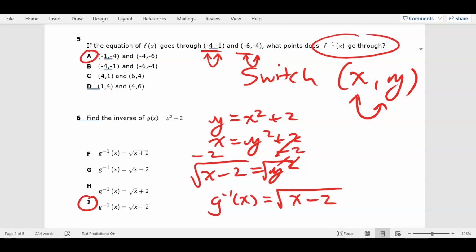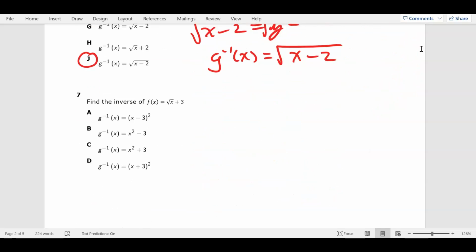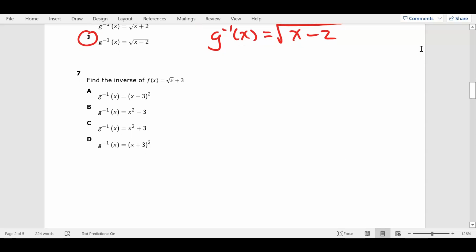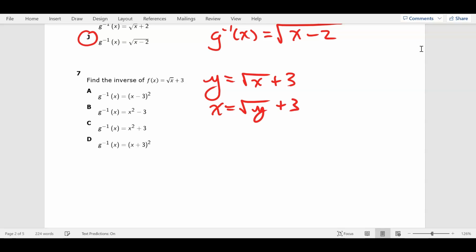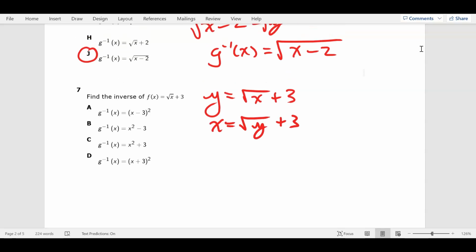It's a little different if it doesn't look like that. So be careful. Number 7. Find the inverse of this. Once again, make it y equals, switch x and y. Now, if I'm solving for y, I'm not going to get rid of the square root first. I'm going to get rid of the loner, minus 3. What is x minus 3? It is x minus 3.